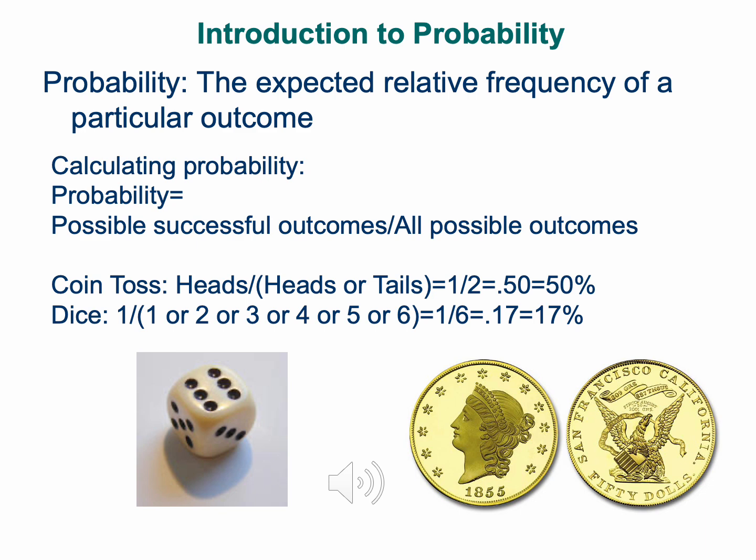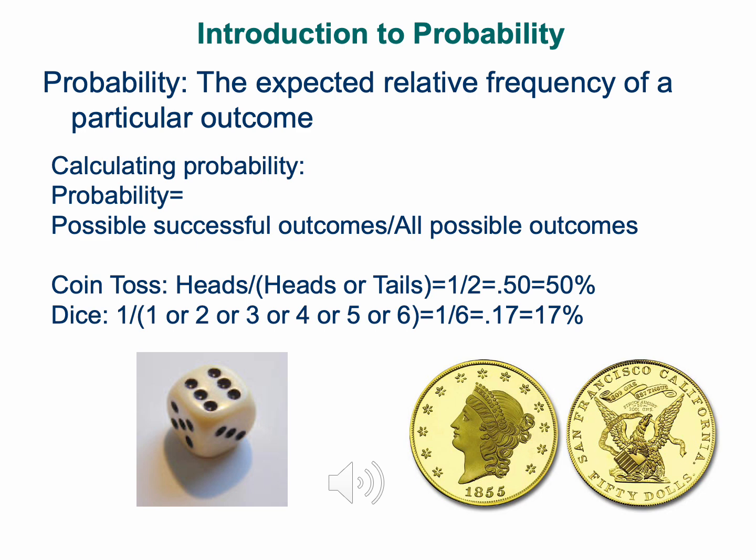Okay, let's calculate some expected relative frequencies and some probabilities associated with some simple coin tosses and the roll of a die. Remember, the probability is the expected relative frequency of a particular outcome. And here's how you calculate it. The probability equals possible successful outcomes divided by all possible outcomes. So you should remember that equation, and you probably have used it in the past. Whenever you've talked about the percentage of something happening, or when they tell you the odds of winning the lottery and things like that, they're actually giving you this ratio.